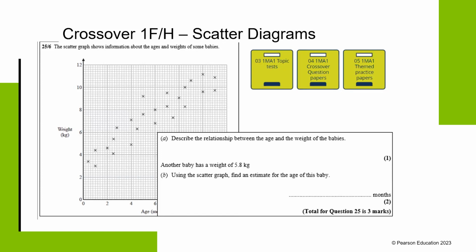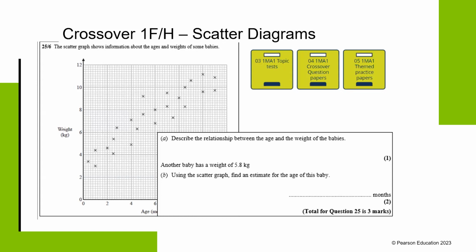to describe that relationship between the age and the weight of babies. Obviously, an answer of positive correlation was fine, but we can't accept positive relationship, and we can't accept just positive. So a nice positive correlation, please. That word correlation is important. The most common error was to directly state the weight was directly proportional to the age.